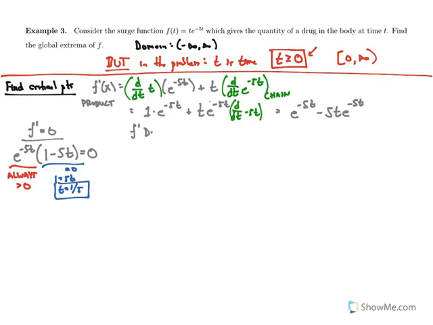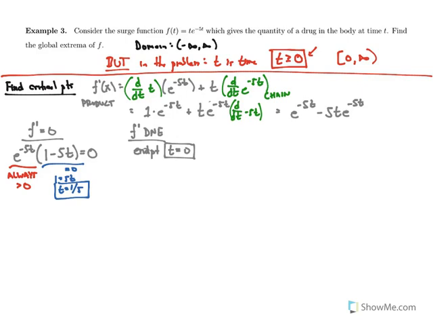Think about when the derivative does not exist, and we don't have anything except for our endpoint t equals 0. So we have two critical points to consider, two things to kind of look at in this problem.